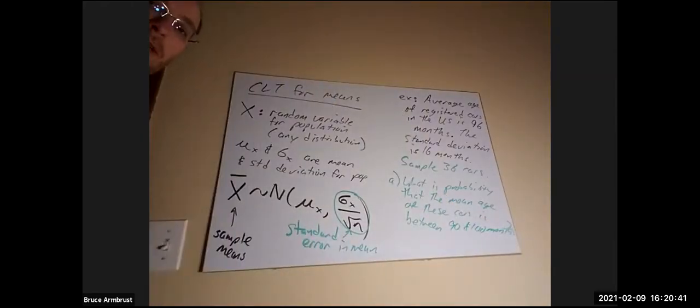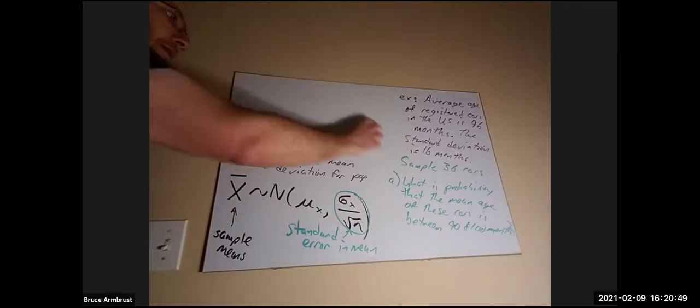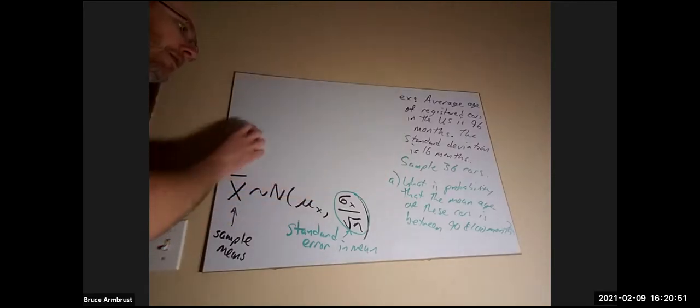So that's going to be the first question that we answer. What's the probability that the mean age of the cars in our sample is between 90 and 100?